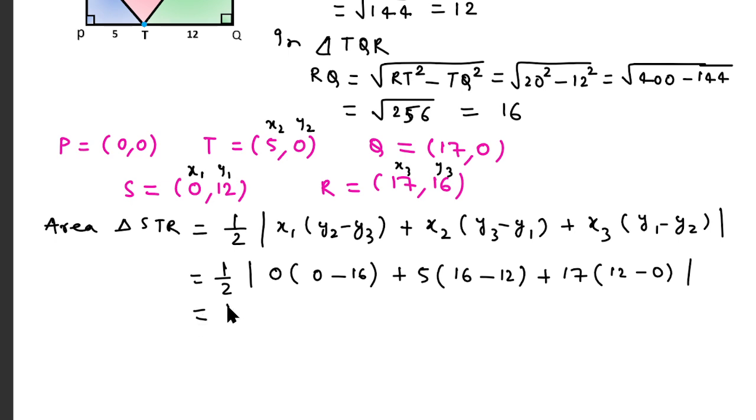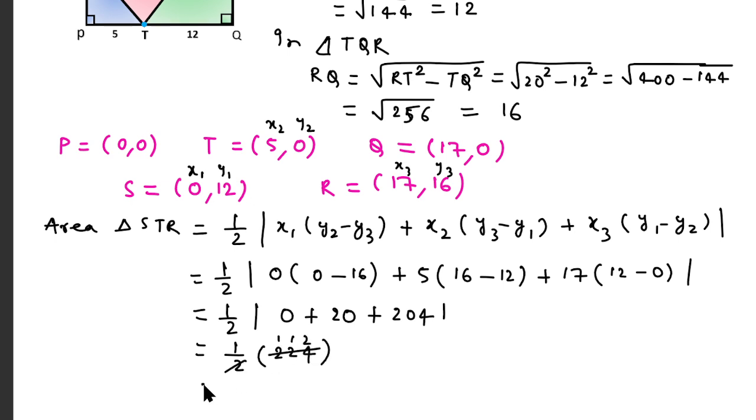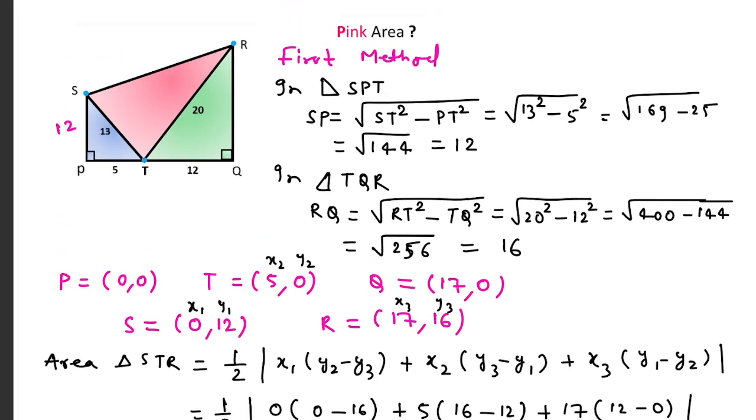Then mod, we can write 1 by 2, 0 into something 0, 16 minus 12 is 4, 5 into 4 that is 20, 12 minus 0 is 12, 17 into 12 is 204. Then we can write here 1 by 2, 20 plus 204 that is 224. This will cancel in 2 times, that is 112 will be the required answer for this question, 112 square unit. Now second method, very simple actually.